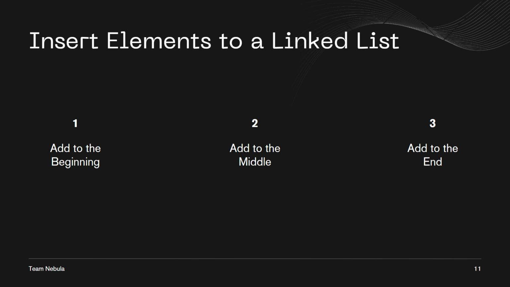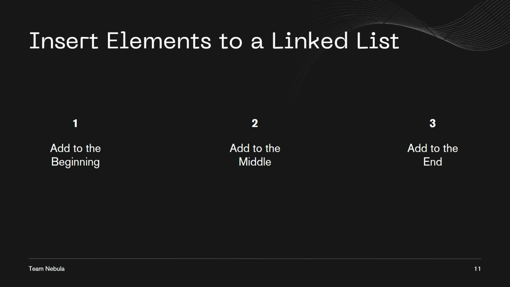First, adding to the beginning. It's like adding a new carriage right at the front of the train. The new number becomes the first one and the old ones follow. Second, add to the middle. Imagine you want to insert a new carriage between 2 existing ones. It's like adding a new number in the middle of the train. Third, add to the end. If you want to extend the train, you just add a new carriage at the very back.